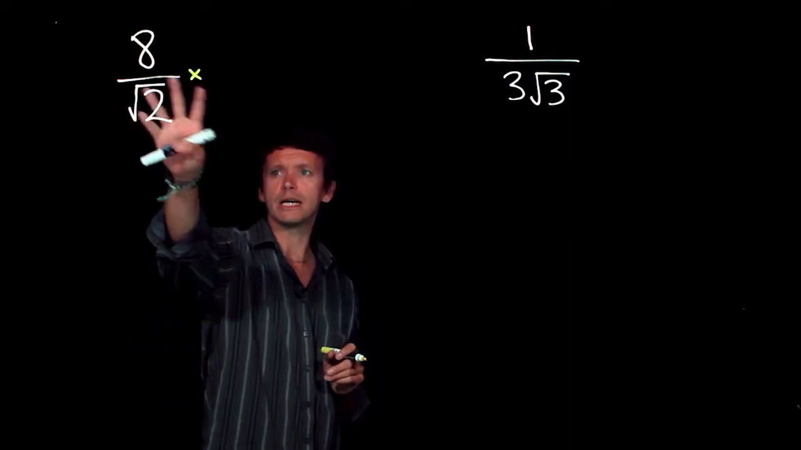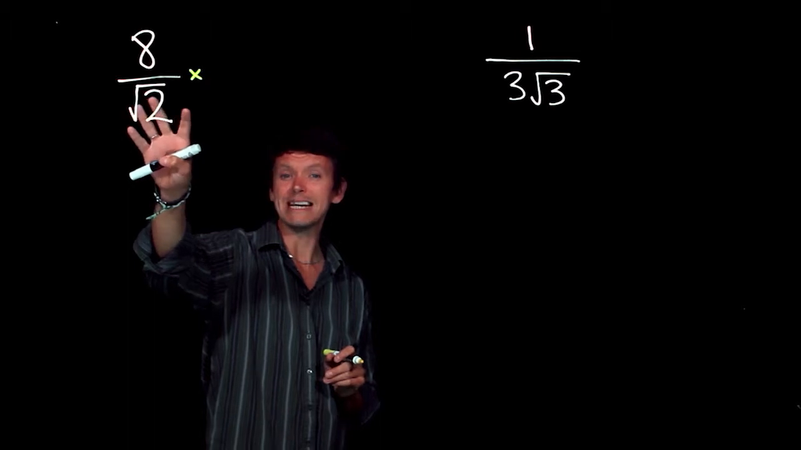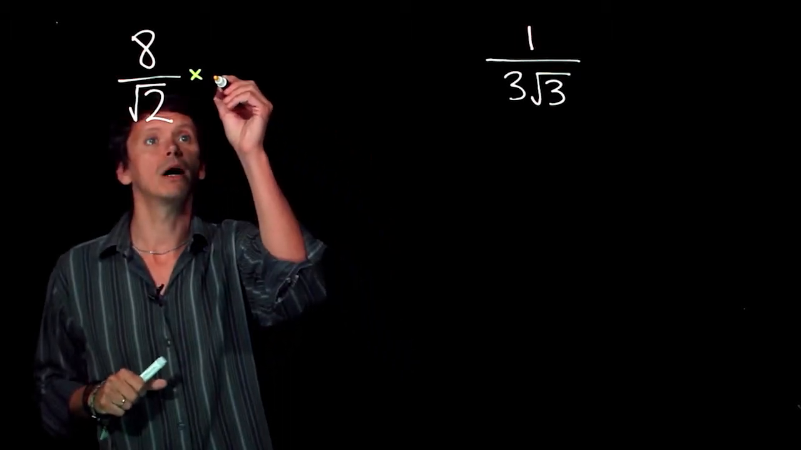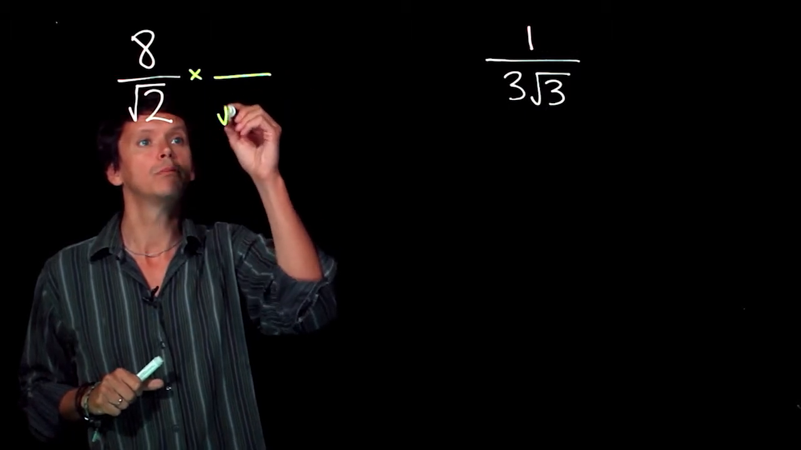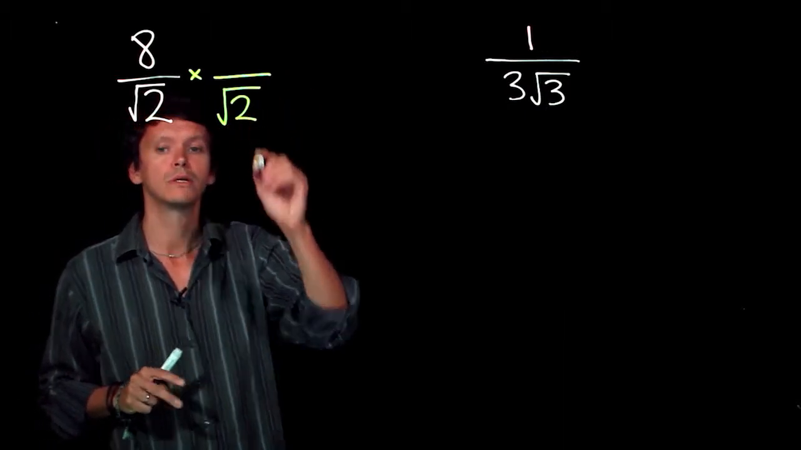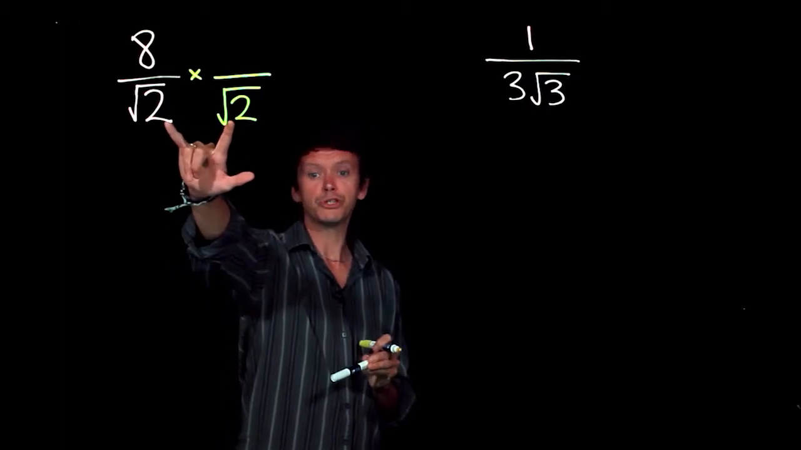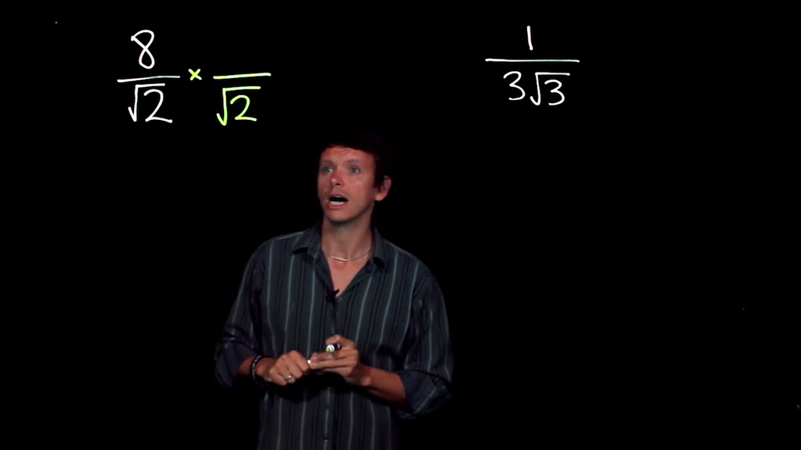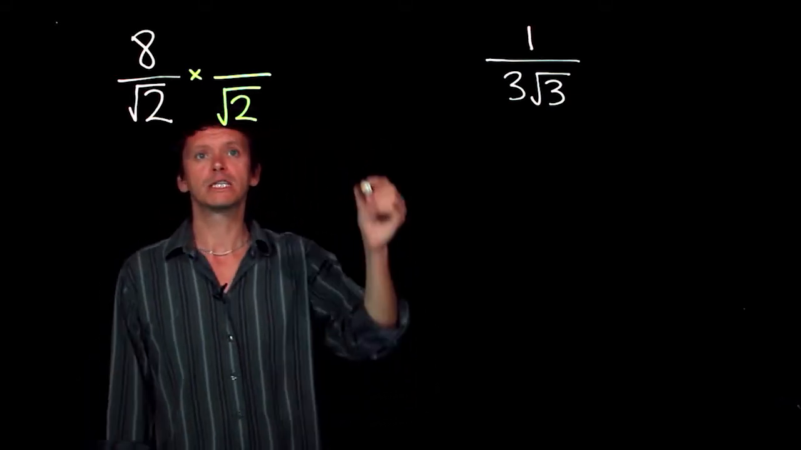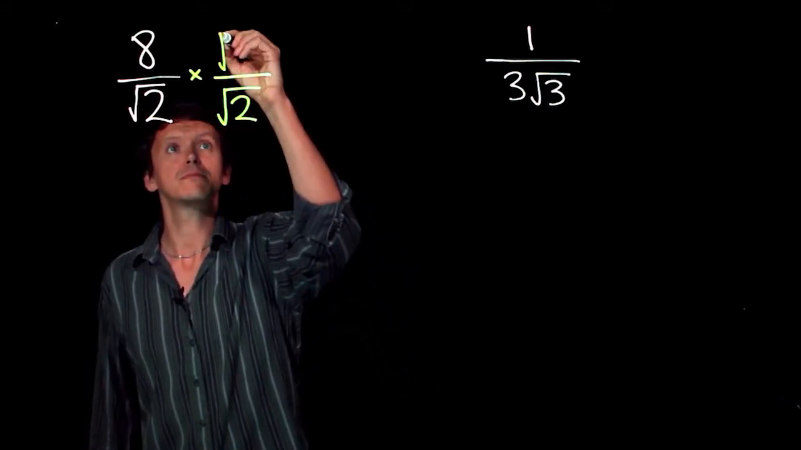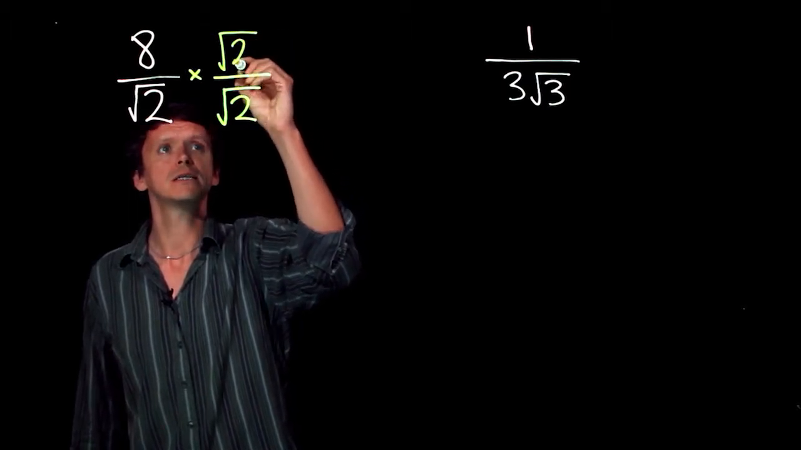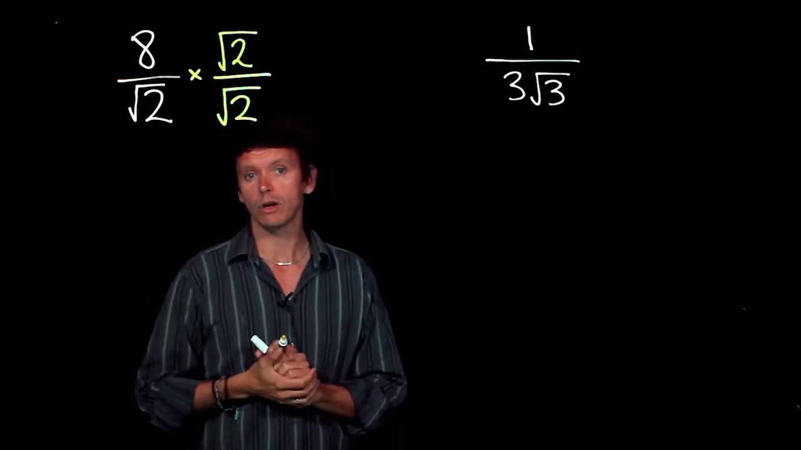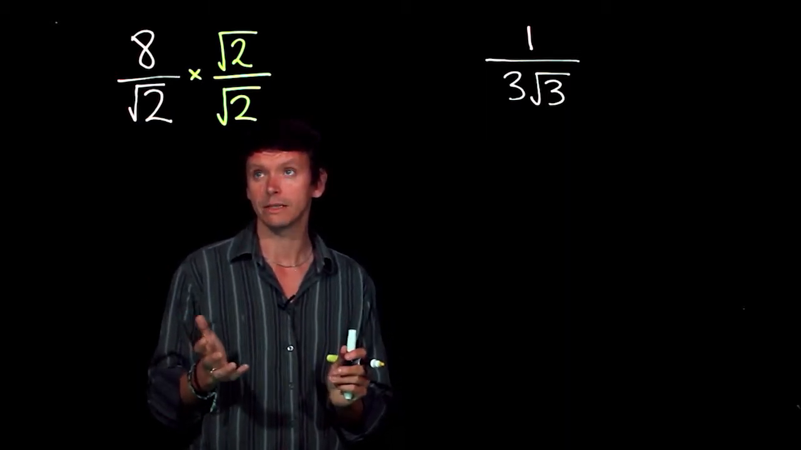What could I do to get rid of that root 2, to get rid of the irrational number down there? Well, I could multiply root 2 by root 2, because that's going to end up as 2. But of course, to maintain this fraction, I can't just multiply the denominator by root 2. I have to do the same to the numerator. So I'm multiplying by root 2 over root 2, which is the same as multiplying by 1. So I'm not changing anything.